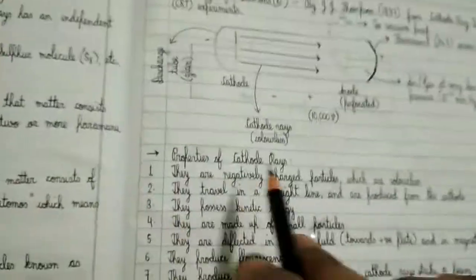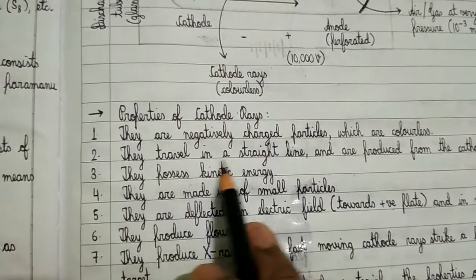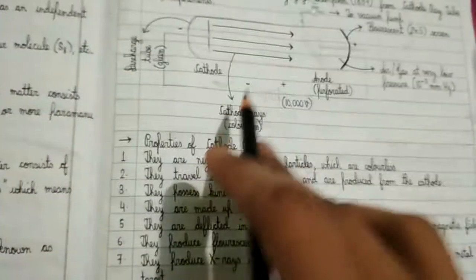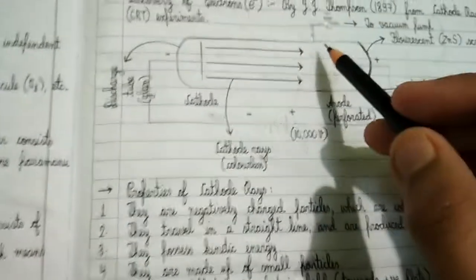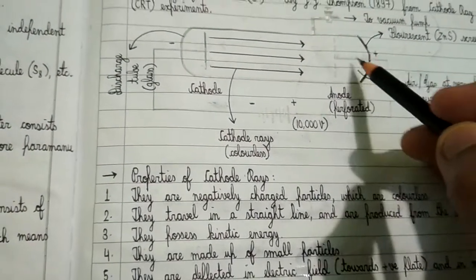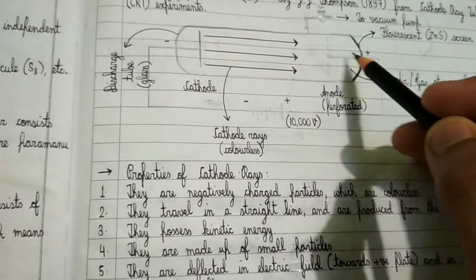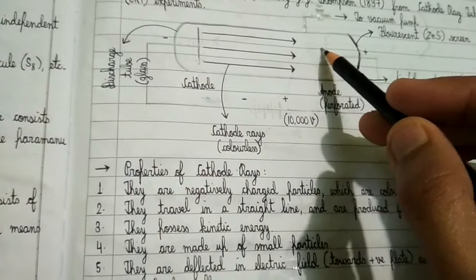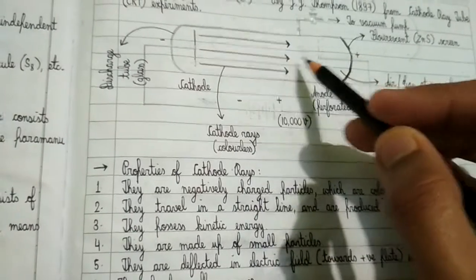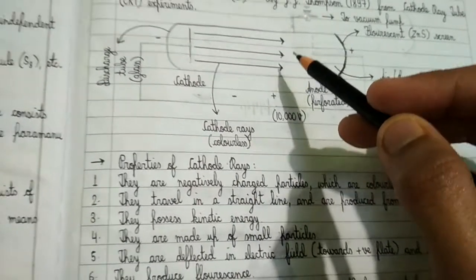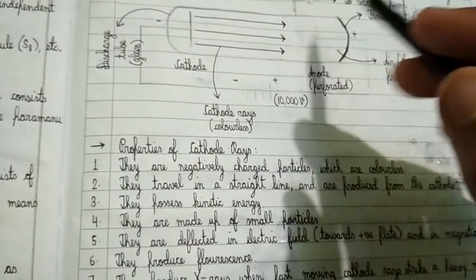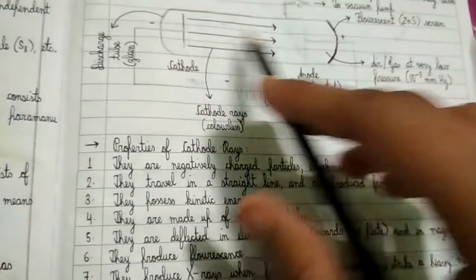There is one more point, which is that they travel in a straight line and they are produced from the cathode. Let's understand this. They are traveling in a straight line. Now if we keep an obstacle in their path, it is seen that in that part, the fluorescence is not produced. Suppose here you have an obstacle like this. Behind it, the fluorescence will not be produced, which means that these cathode rays are being blocked. And they will be blocked only if they travel in a straight line, like it happens in the case of light. So this is how we prove that they travel in a straight line.